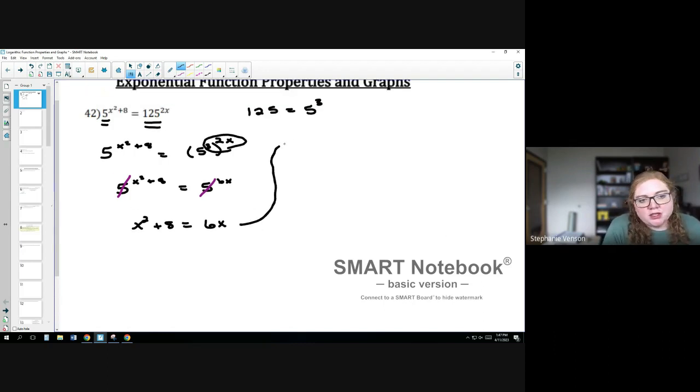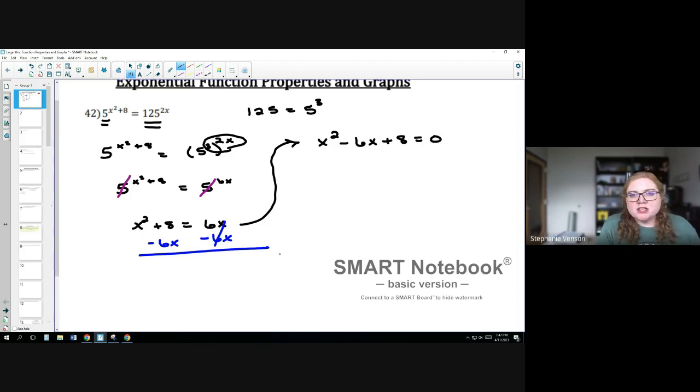And I know that when I have a quadratic equation, I first need to set it equal to 0, and then I can either factor or use the quadratic formula. So I'm going to set it equal to 0 by subtracting 6x from both sides. Okay, so of course, on this side it cancels. So I end up with x squared, I'm going to go ahead and put them in order, minus 6x plus 8 is equal to 0. And now I'm ready to either factor or use the quadratic formula.